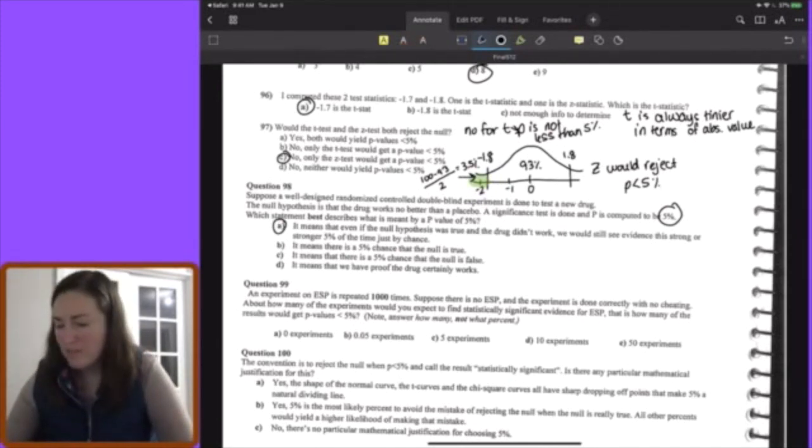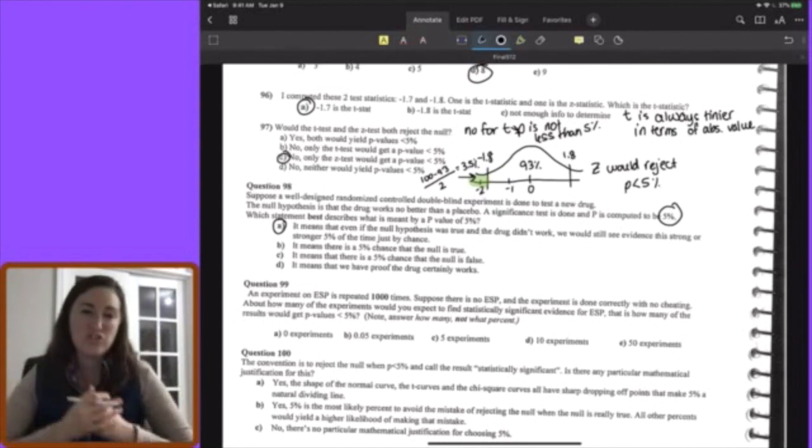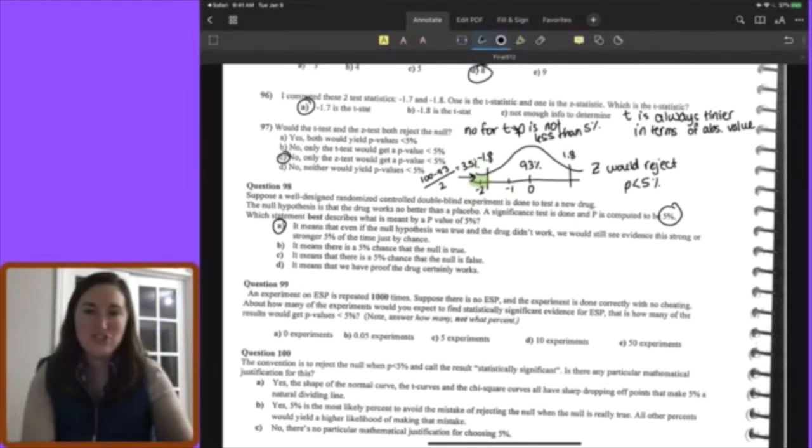There's a 5% chance the null is true? No. There's a 5% chance the null is false? No. We have proof the drug certainly works? Definitely not. So it's the probability that we would see our data or something even more extreme given that the null hypothesis is true.